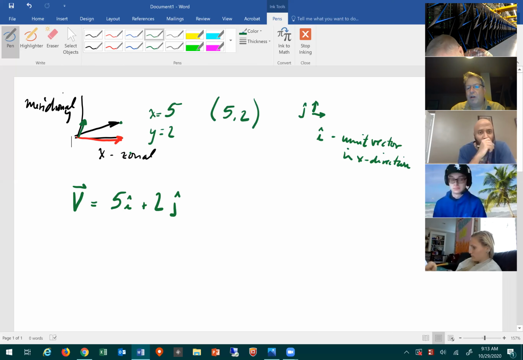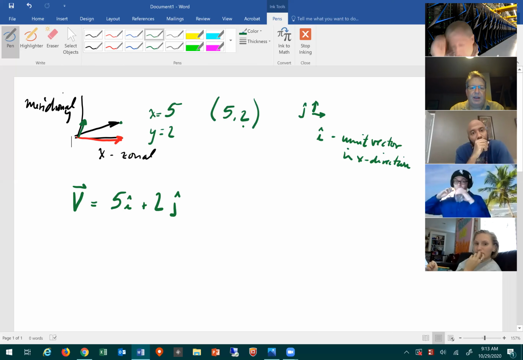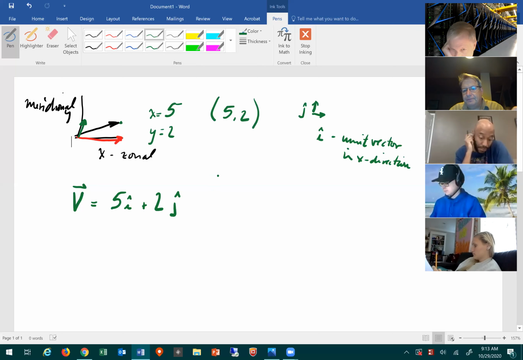And that is the way you would represent this vector. Sometimes the vector may be represented as v is 5, 2, and it means the same thing. But this is the way that we're going to do this in this class: 5i plus 2j plus whatever k. I'm going to stick with 2 dimensions for a little bit.